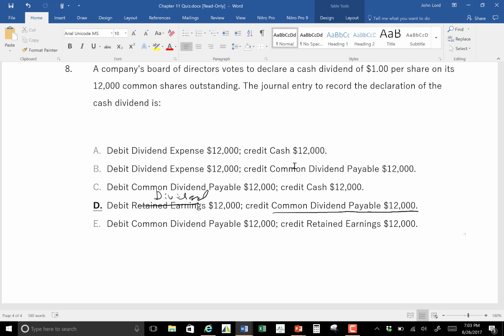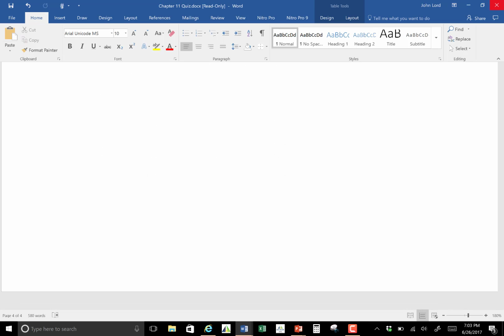For the declaration, is there any such thing as dividend expense? No. Okay, so A and B are gone. Well, why would you debit the dividend payable? If you're declaring the dividend, you're going to credit the dividend payable, aren't you? Okay. And so that takes C and D out of the mix. But they should have been more careful and had you debit dividends. Okay, good. That's it for that one.